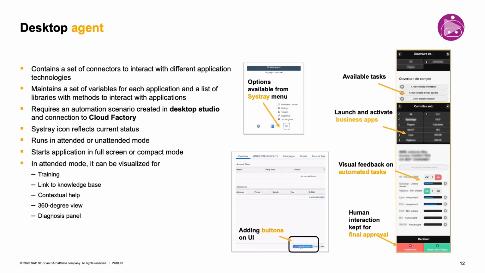With the agent running in attended mode, it's able to start applications in full screen or compact mode, which can be visualized for cases such as training, contextual help, and quick launch. In the example on the right, the system is used as guidance for performing the main task for an end user, in this case, for the final approval confirmation.